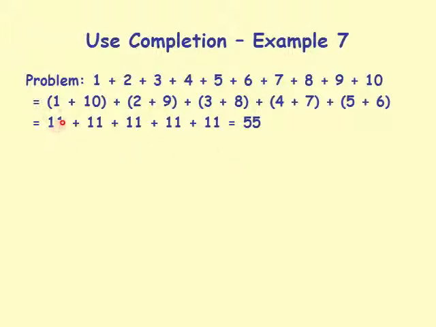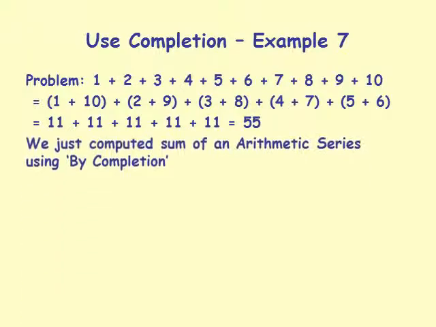And if you're uncomfortable adding 11s, you can add 10s 5 times and then add 1s 5 times. So we get 10 plus 1, 10 plus 1, 10 plus 1, 10 plus 1, 10 plus 1, which is 10 times 5, 50, 1 times 5, 5, 50 plus 5 is 55. Okay. We just computed the sum of another series using by completion.